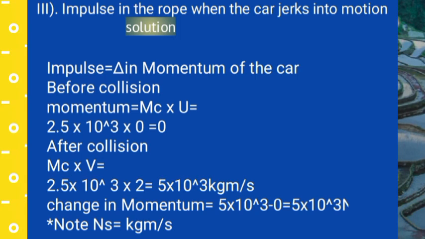That is our answer. So what is now the change in momentum? Subtract it, 5 times 10 raised power 3 minus 0 equals 5 times 10 raised power 3 kilogram meter per second. Or you can call it Newton seconds. That's why I say you should note it. It's the same thing as that.